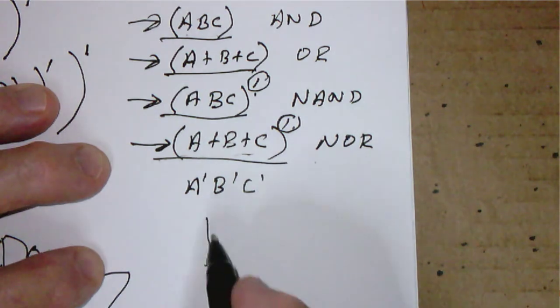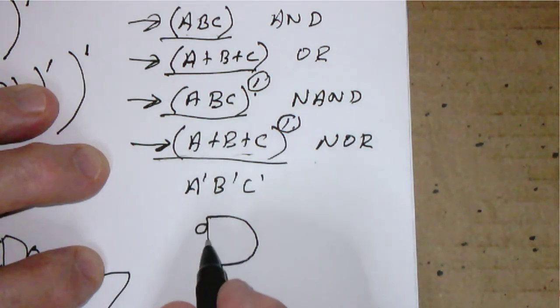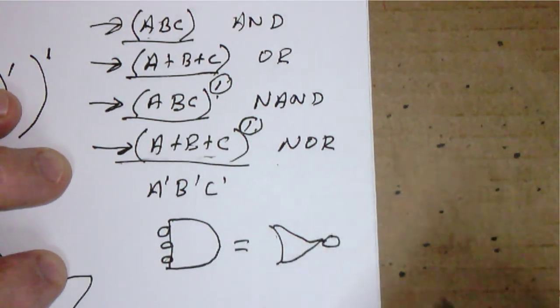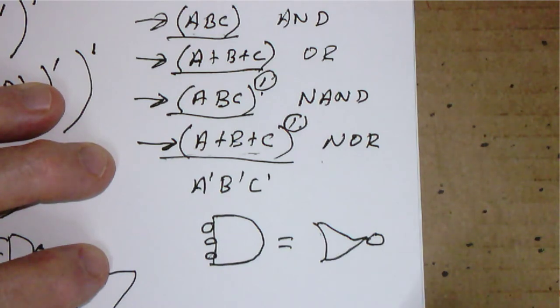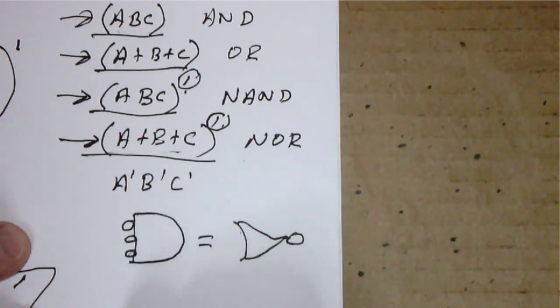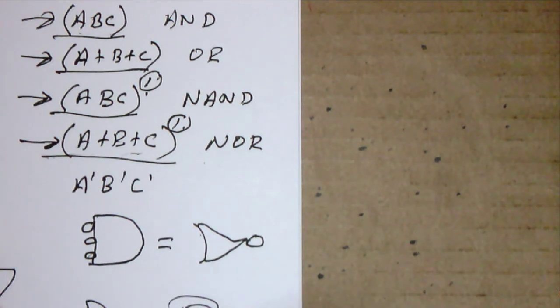So what that tells you is that an AND gate with all the inputs inverted equals an OR gate with the output inverted. Interesting, huh? And there are several other alterations. One of them is, if we take an AND gate with three inputs, it's exactly equivalent to an OR gate with all three of the inputs inverted and the output inverted too.